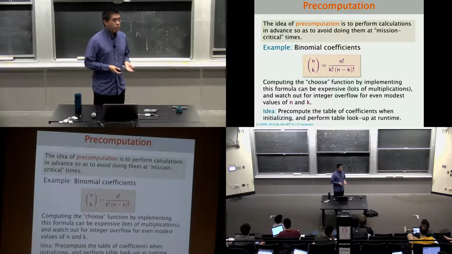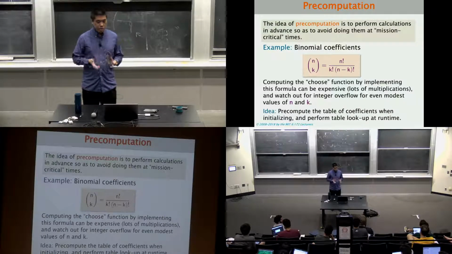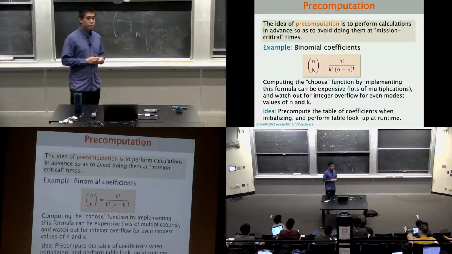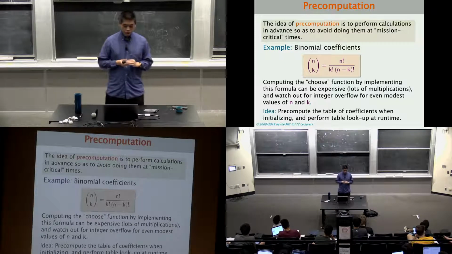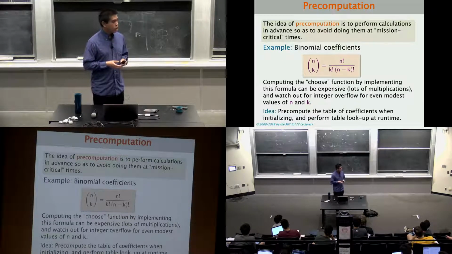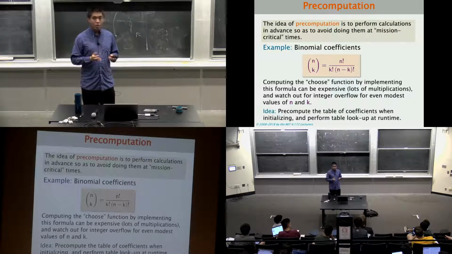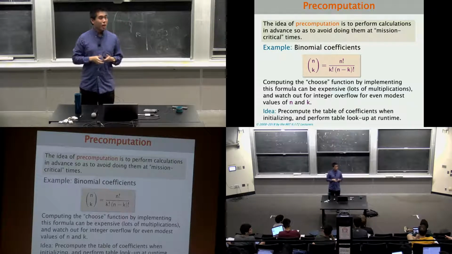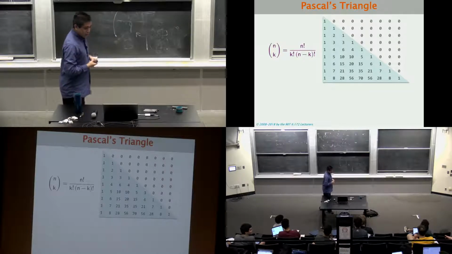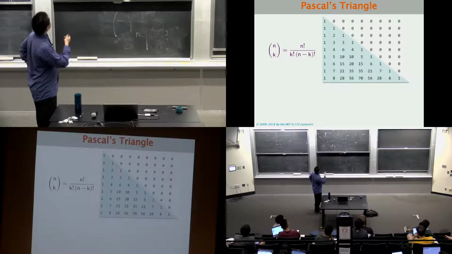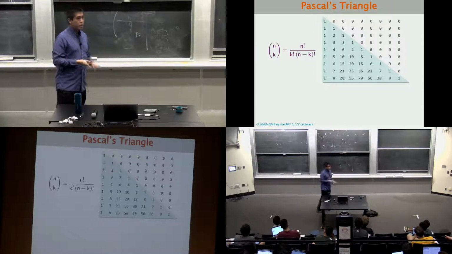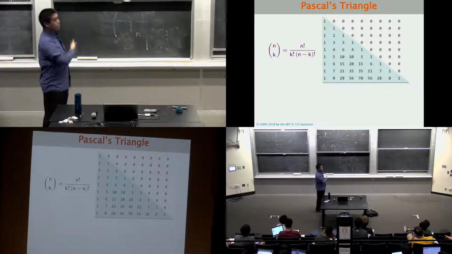So one idea to speed up a program that uses these binomial coefficients is to pre-compute a table of coefficients when you initialize the program, and then just perform table lookup on this pre-computed table at runtime when you need the binomial coefficient. So does anyone know what the table that stores binomial coefficients is called? Yes. Yeah, Pascal's triangle, good. So here's what Pascal's triangle looks like. On the vertical axis, we have different values of n. And on the horizontal axis, we have different values of k. And then to get n choose k, you just go to the nth row and the kth column and look up that entry.